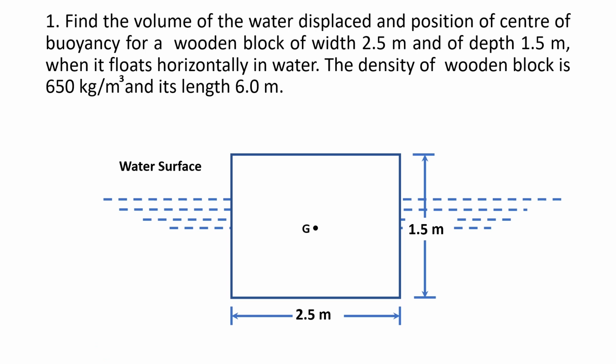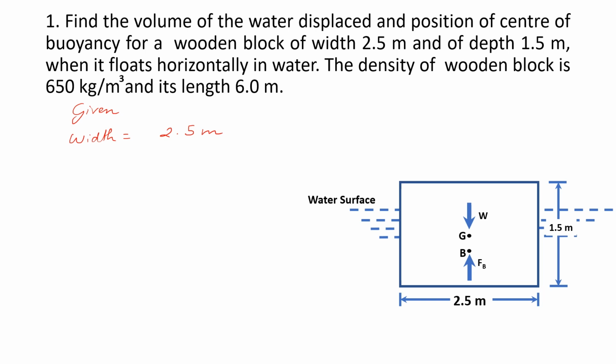The point G denotes the center of gravity of this block. The point B denotes the center of buoyancy of this block. H denotes the height of the block that is submerged inside the water. And W is the weight that is acting through the center of gravity. FB is our buoyant force that is acting through the center of buoyancy.